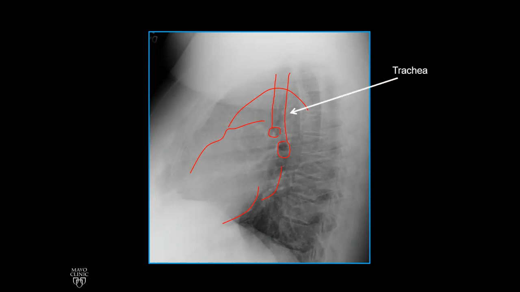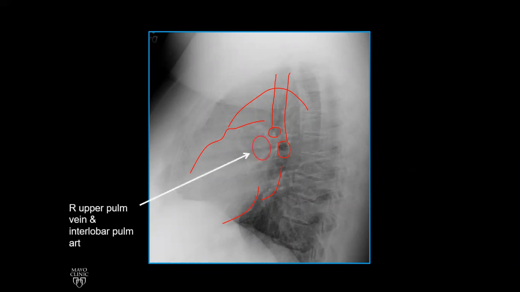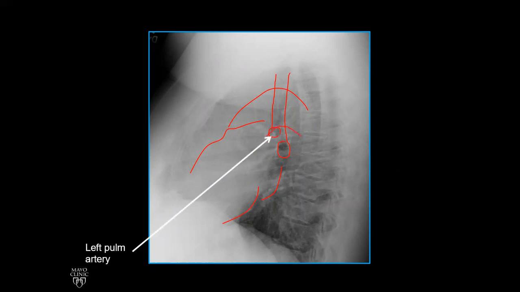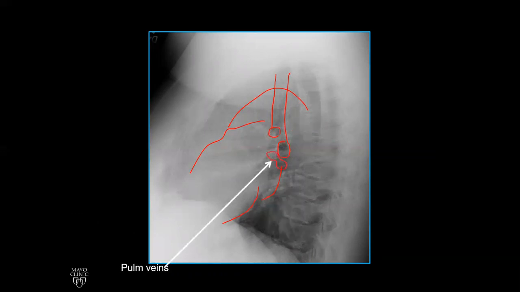This is the trachea. And we're going to go over the right upper lobe bronchi and left bronchi, which in most patients might be the left main, but it might not be. We'll get into that. Right here is the right upper pulmonary vein and the interlobar pulmonary artery. Actually doesn't show up in this particular radiograph, but I'll show you some where it does. The left pulmonary artery lives here, and it usually doesn't show up on a radiograph, but I'll show you some examples where it does show up. The pulmonary veins are about there.